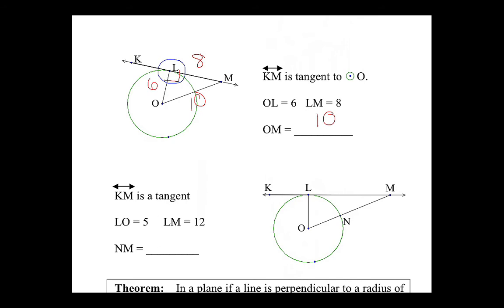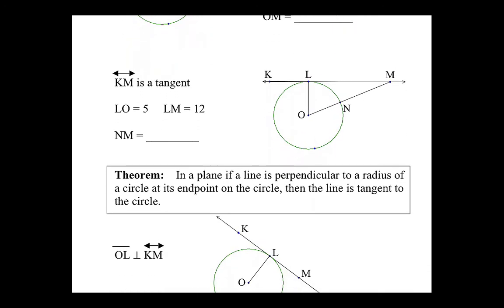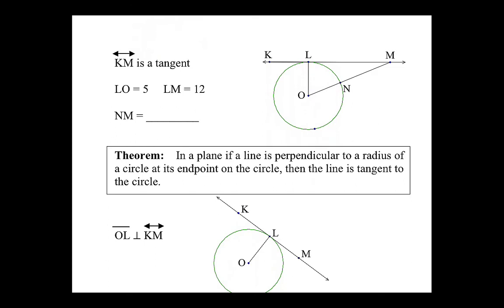tangent. So this can be simple like the last example, or it can get a little bit more complicated algebra-wise, but the theorem never changes. KM again is tangent to this circle. So OL is a radius, so this is a 90-degree angle, perpendicular. If LO is 5 and LM is 12, I want to know what is NM.